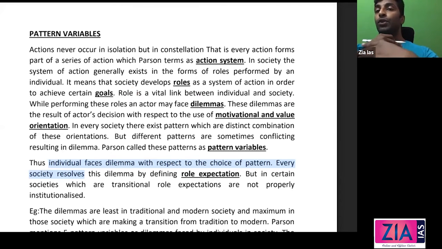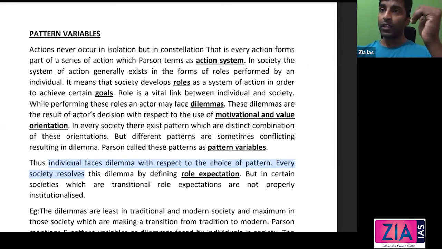While performing these roles, the actor may face dilemma. Why does the actor face dilemma? Because roles are nothing but action. Actions are based on two components, value and motivation. So while performing action, you will be stuck between these two. Correct? These dilemmas are the result of the actor's decision with respect to the choice of motivational and value orientation. Guys, this much is clear for all of you?